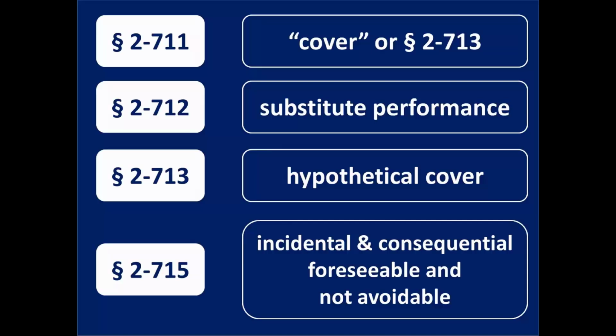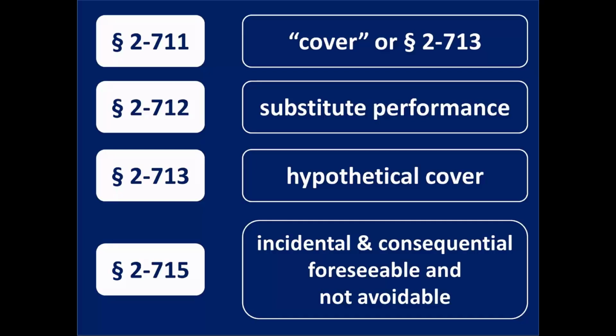Finally, Section 2715 defines incidental and consequential damages. This section also limits recovery of these losses. First, the seller must have had reason to know of them. This restriction we'll call the foreseeability limitation. And they could not reasonably be prevented by cover or otherwise. This limitation is known as avoidability or mitigation.